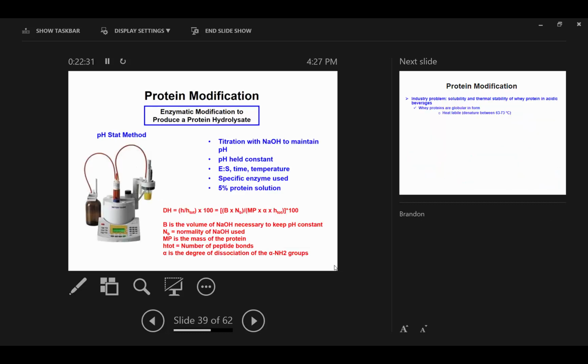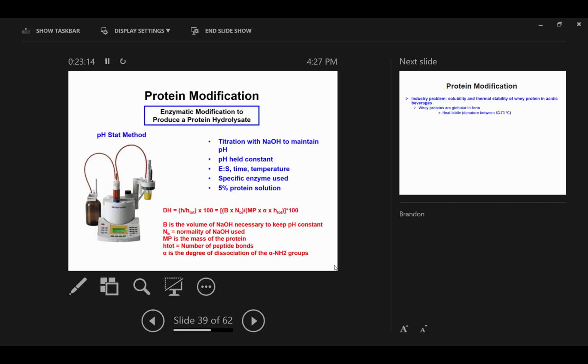Okay. All right, so what you're going to do in the lab, you're going to use a pH stat method to hydrolyze whey protein. Yep. Okay. So are you familiar with the pH stat method? Does anybody know what it means when we say pH stat? What does it mean, Lucy? Perfect. So by pH stat, as Lucy said, you keep the pH static.